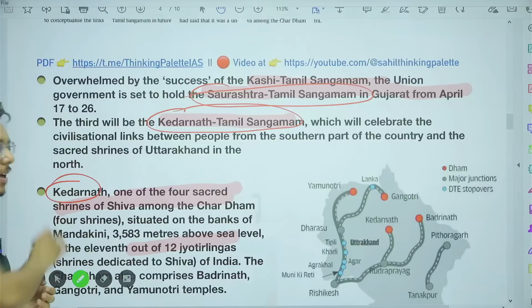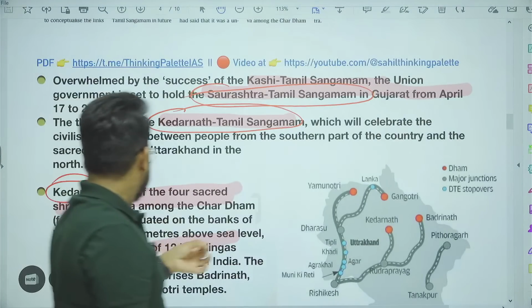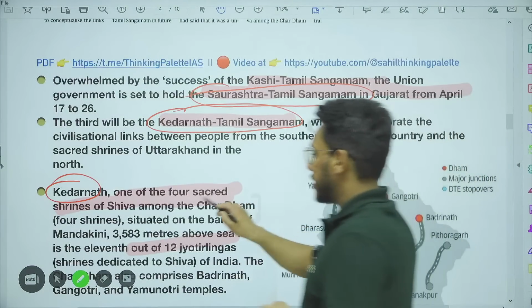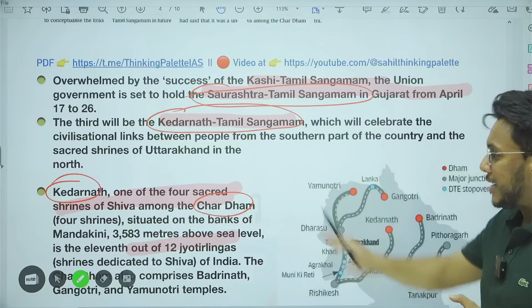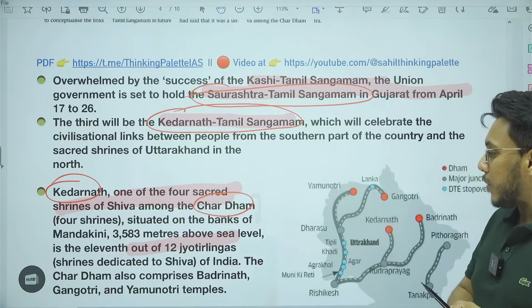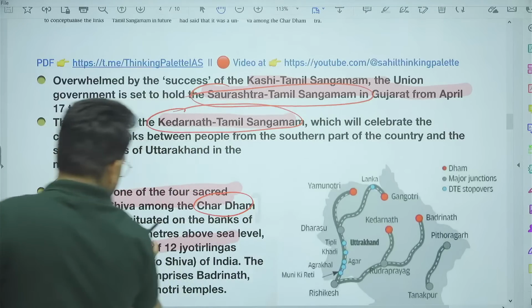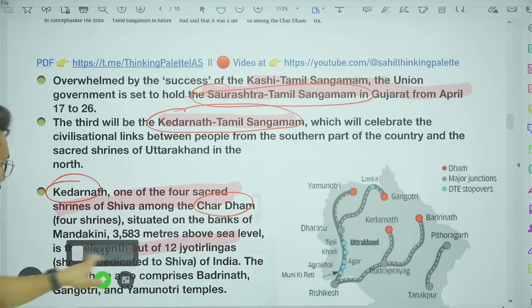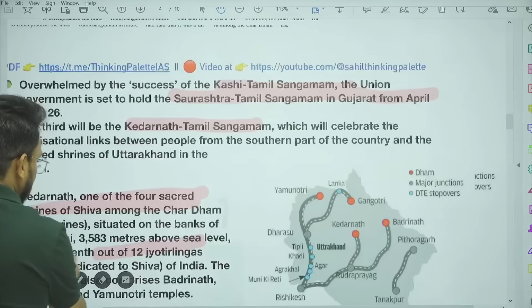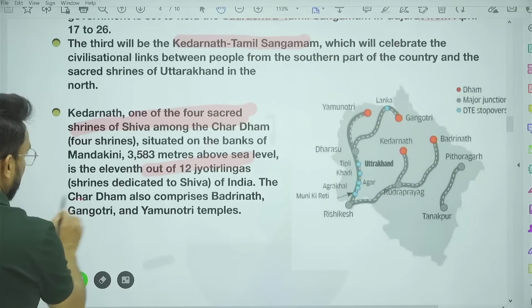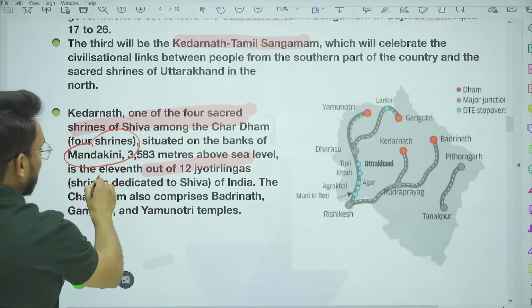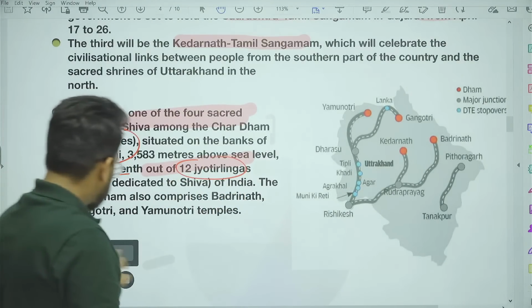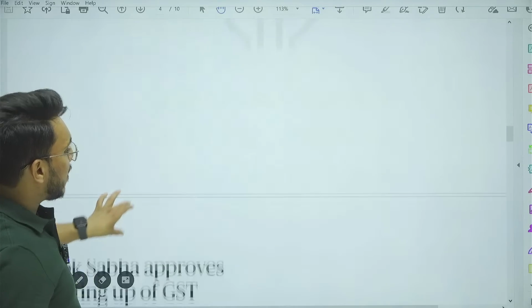Now guys, when we talk about Kedarnath, it is one of the most sacred shrines, as we have the Char Dham, four shrines, and Kedarnath is one of them. It is situated on the banks of the Mandakini, and it is also one of the 12 Jyotirlingas. So this is something that is going to be there.